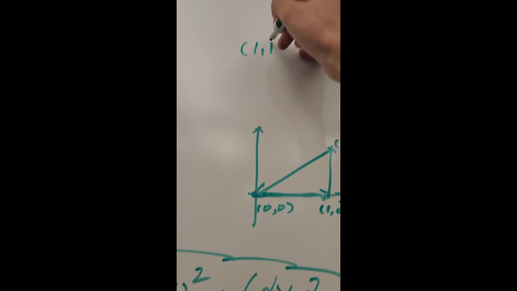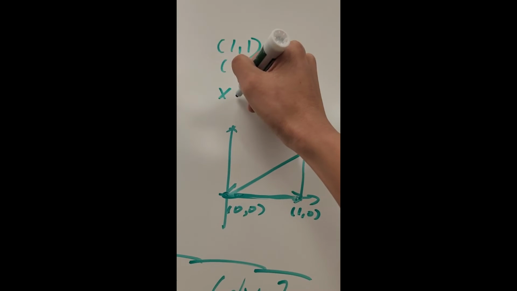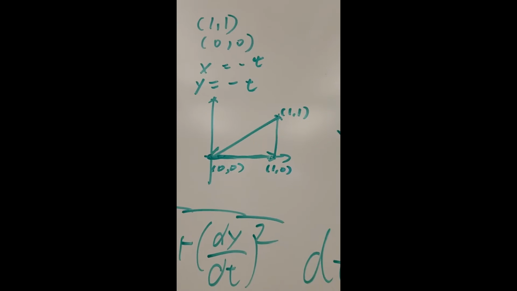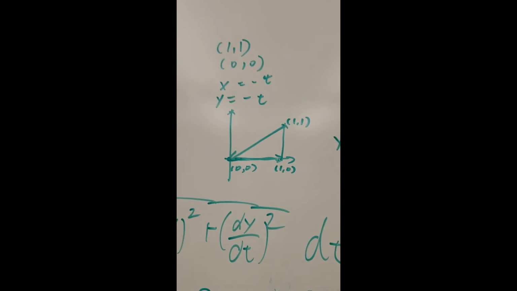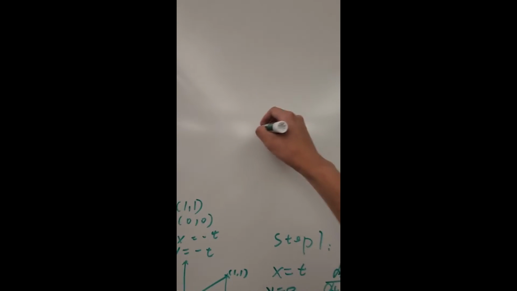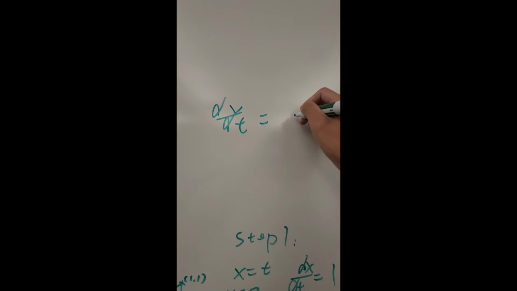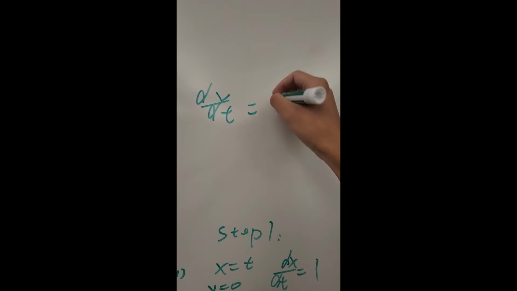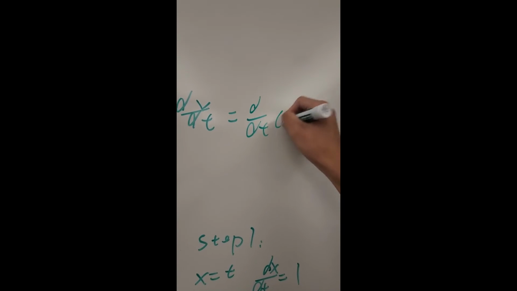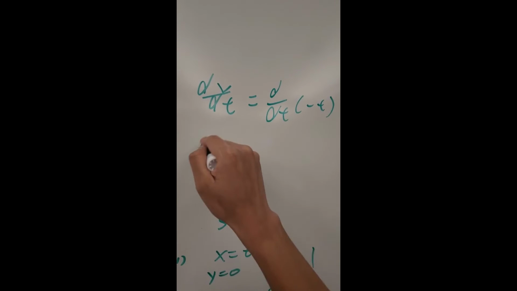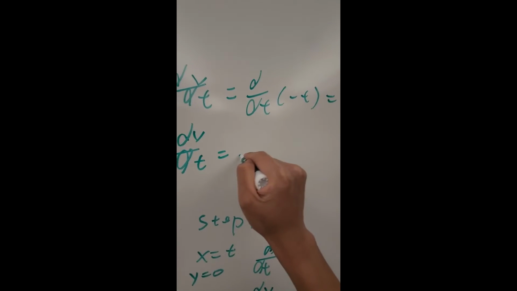So that line is going from (1,1) to (0,0), so x is equal to negative t, y is also equal to negative t. Technically, if you want to keep the same speed, it's not just t, there's a constant in front of it, but I don't think it matters, so we just make it negative t, negative t. So for this part, dx over dt is the derivative of negative t, which is just negative 1, and dy over dt is also equal to negative 1.